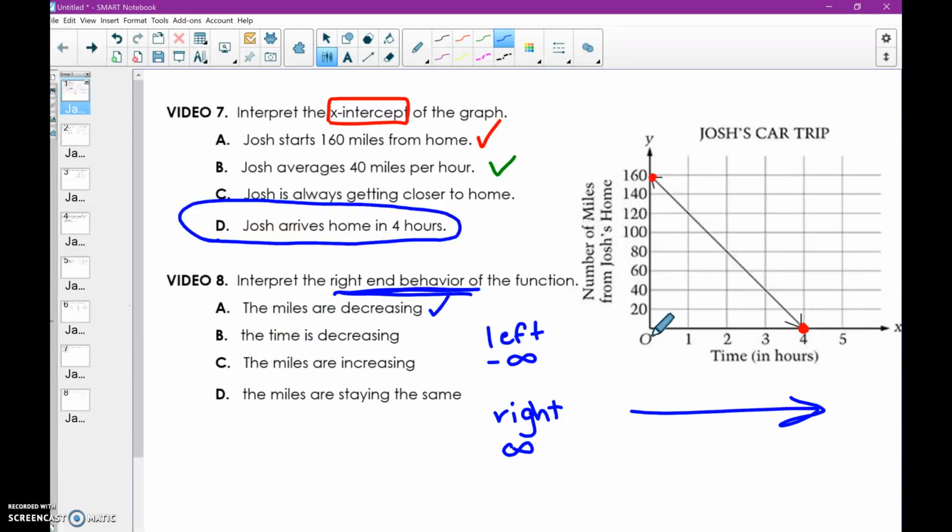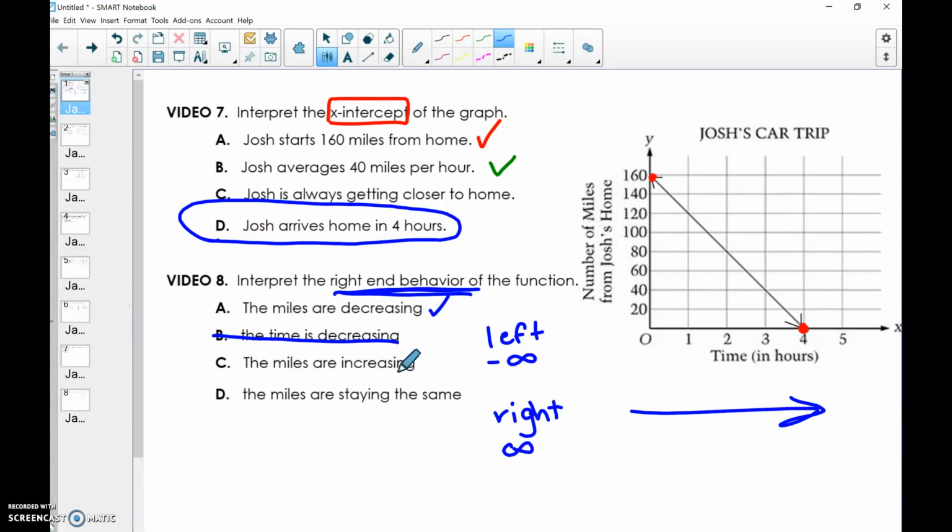Time is decreasing. Definitely not. As I go this way, time is increasing. Miles are increasing as I go that way. Not necessarily true. The next one says the miles are increasing. As I go this way, the miles are actually decreasing because he's getting closer to home. So that one's not true either. And then the last one says the miles are staying the same. Well, that would mean he would stay at 160 the entire time. Definitely not true, so it is, in fact, letter A.